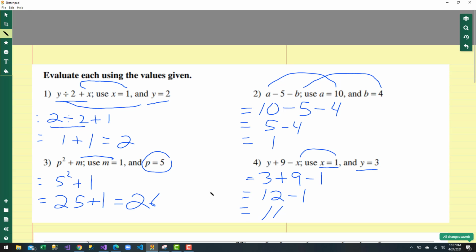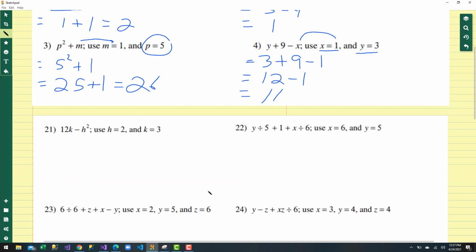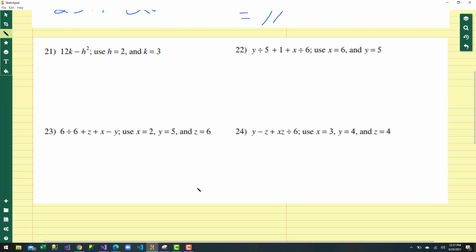All right, let's move on to some more intermediate or advanced problems here. Okay, let's look at problem 21. Again, copy everything and replace the variables. So k I'll replace with 3, h with 2. So that equals 12. I copy the constant there. 12 times k, which is 3. Okay, 12 times 3 minus h, which is 2 squared, right?